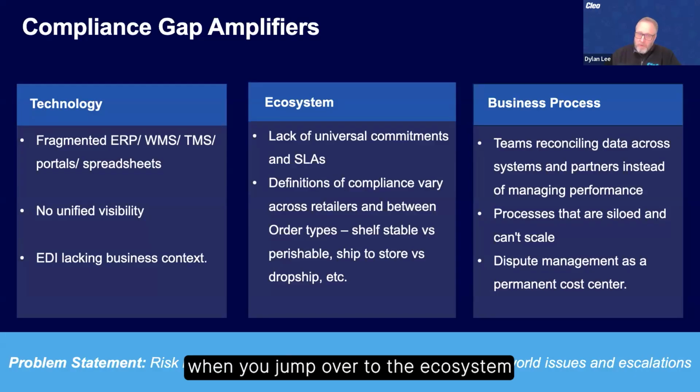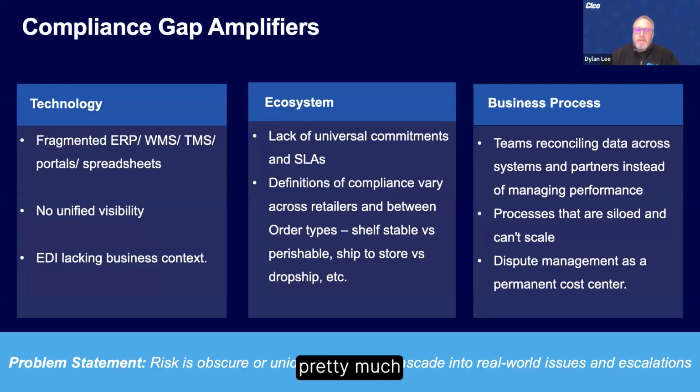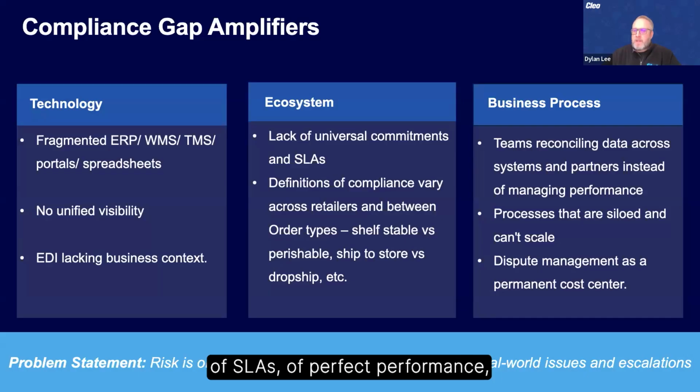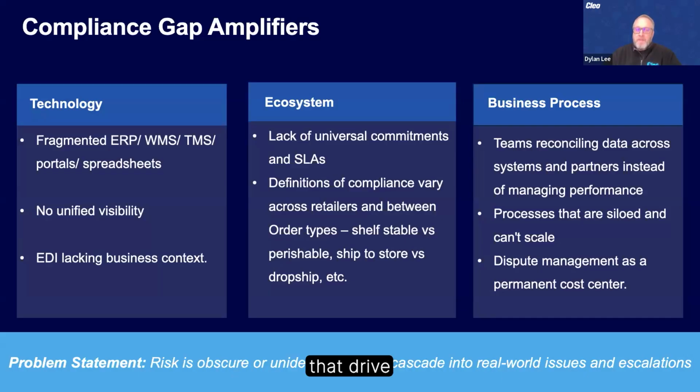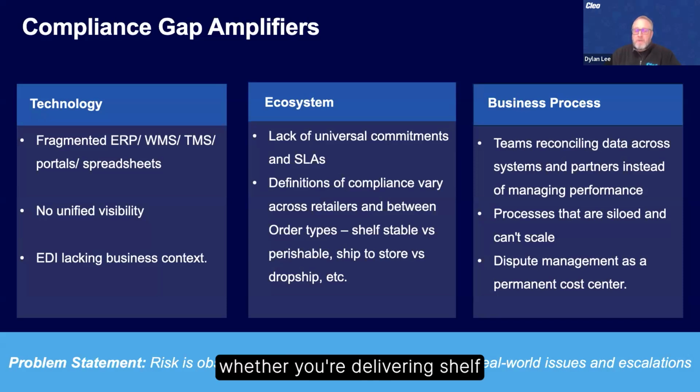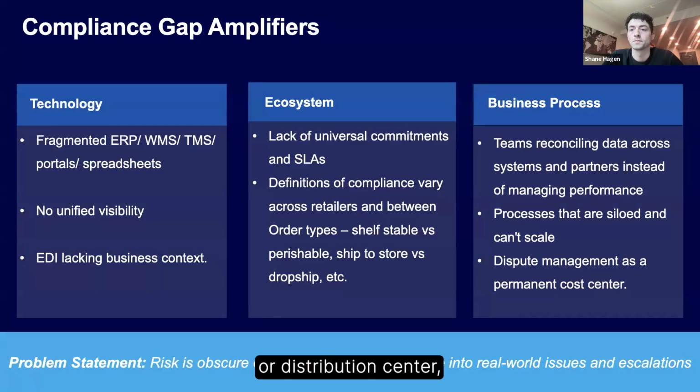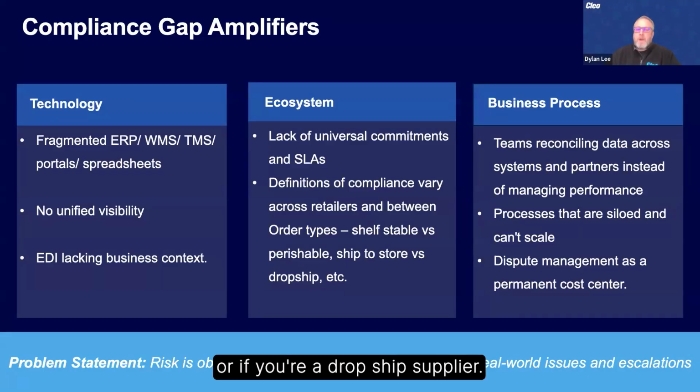Further, when you jump over to the ecosystem side of the business, pretty much every retailer has their own definitions of SLAs, of perfect performance, of expectations that drive the way that you're supposed to be performing with them when you're doing business, right? So just think about orders of different types. It changes whether you're delivering shelf-stable goods or perishable goods, whether you're shipping directly to a store or a distribution center, or if you're a drop ship supplier, right? Again, different expectations against different retailer customers.